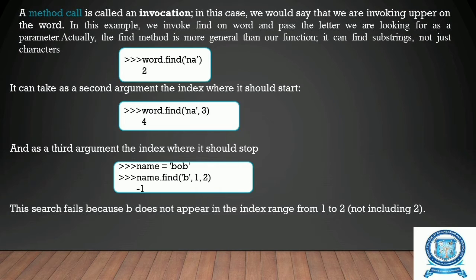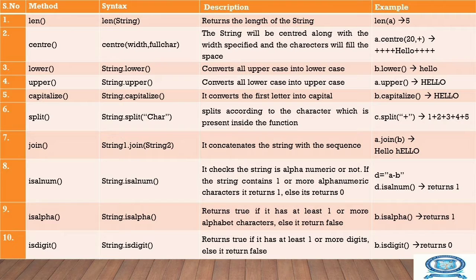Okay. So, consider here word.find('na'), meaning how many 'na' are there in the word banana. It is going to find. So, we have 2, so it retrieves 2. It can also take a second argument, the index where it should start. We have already seen this. So, word.find('na') with a start index is where we are going to start finding from.